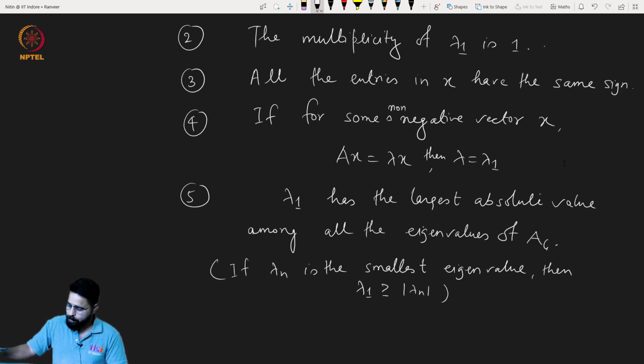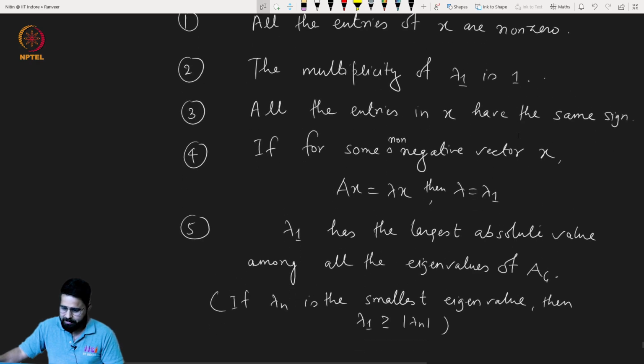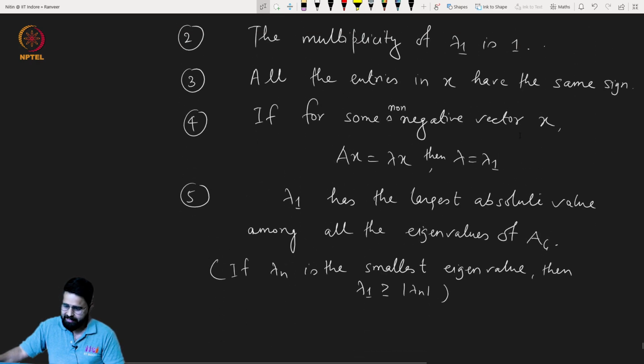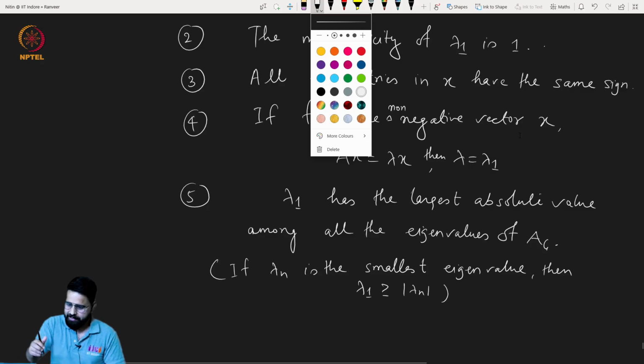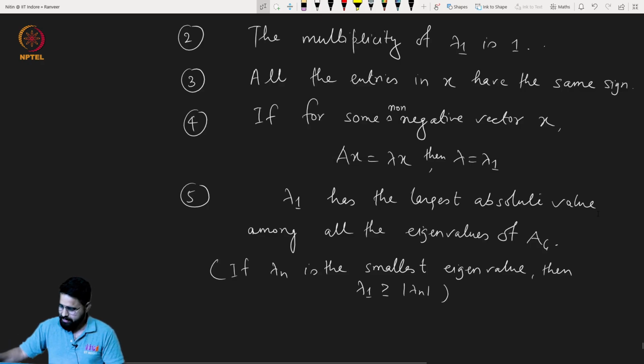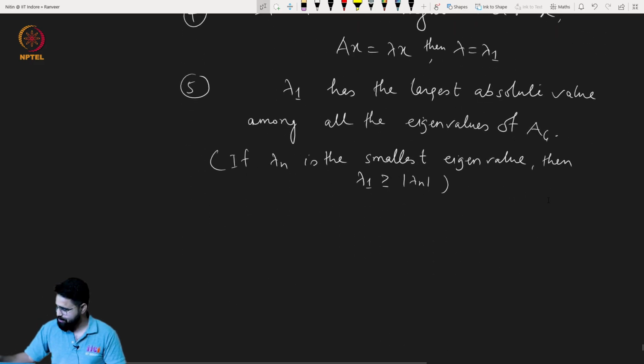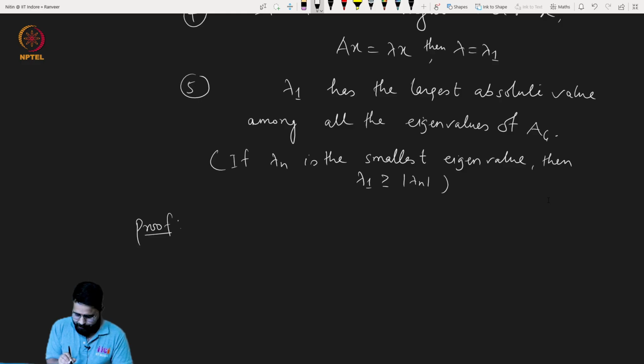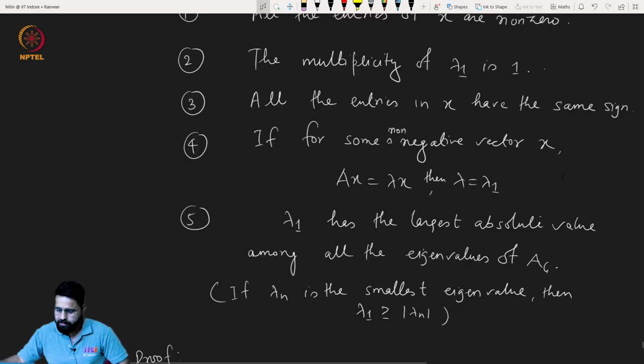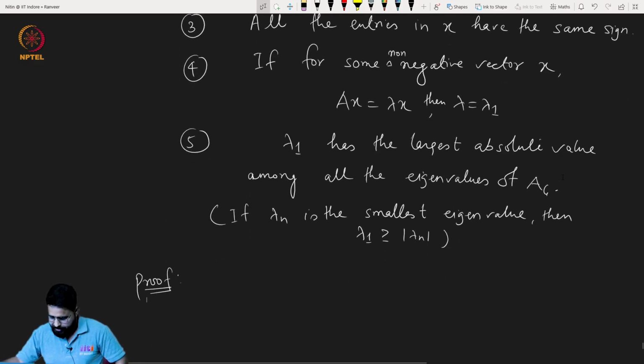Let us now prove one by one all of these statements. First, all entries of x are non-zero. I think we can have some intuition from the previous result in the last lecture. So suppose, what we have to prove is that all the entries of x are non-zero.